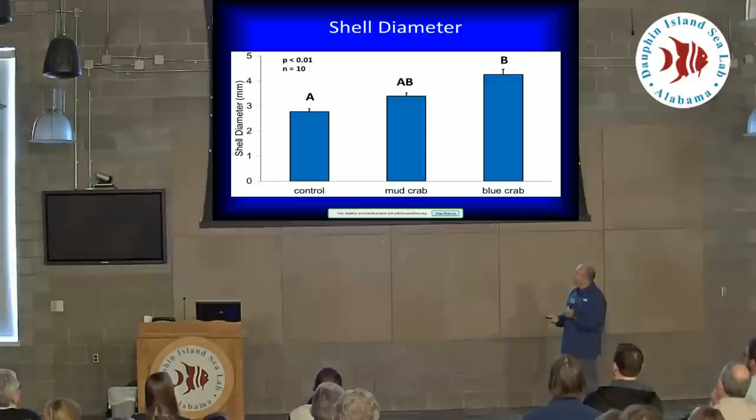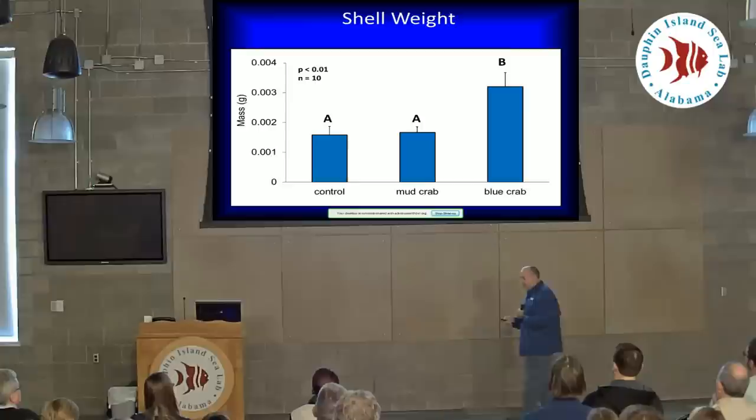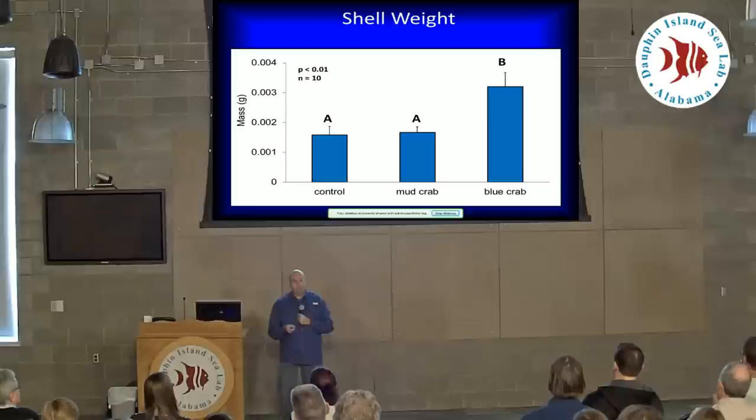This is shell diameter, and what we found is that in predator treatments, the oysters tend to grow broader and flatter, and that response was stronger to blue crabs than to mud crabs or controls. For shell weight, this was not exactly what we saw in the field. We did see a heavier shell in response to blue crabs, but not to mud crabs. As you can see here, mud crabs weren't statistically different than controls, but blue crabs were.